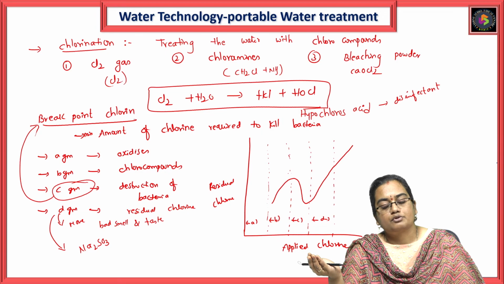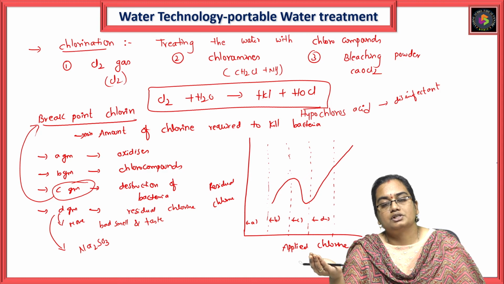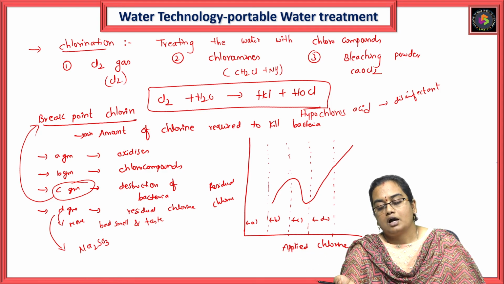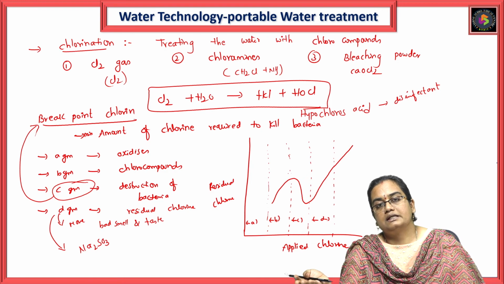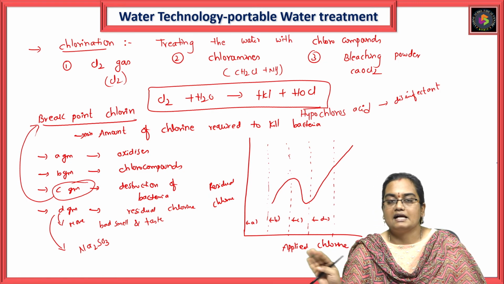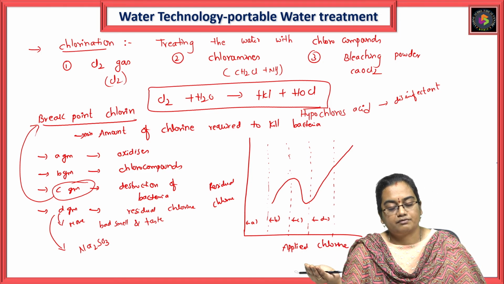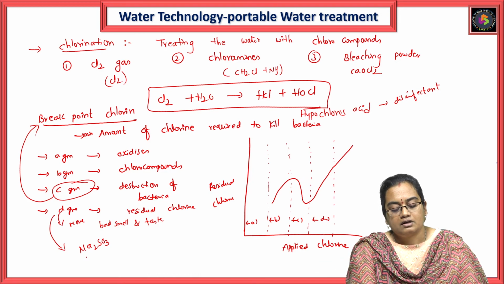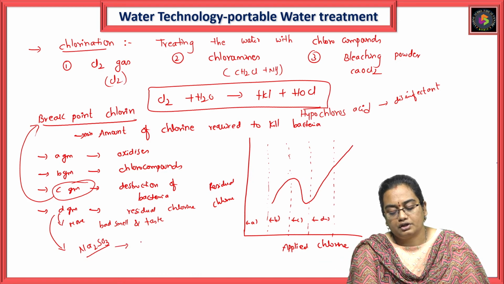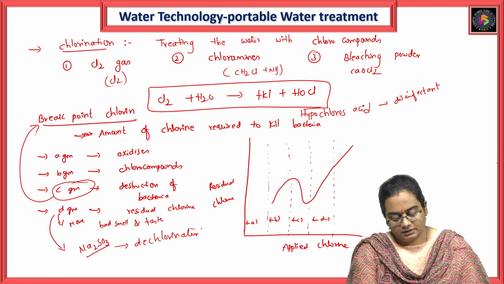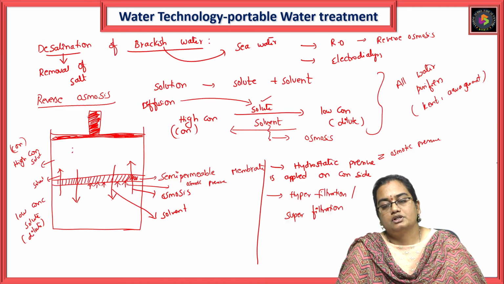Next, we discussed chlorination. The minimum chlorine that is required to kill the bacteria is known as breakpoint chlorination, and it is explained using a graph. Among the regions A, B, C, D: A is for oxidation, B for chlorocompound formation, and C to destroy bacteria, and D remains as it is. If it is in excess, it will give bad smell and taste. For that reason, that water is treated with sodium sulfite for dechlorination purpose.